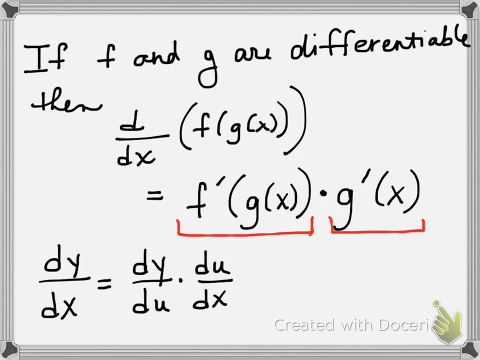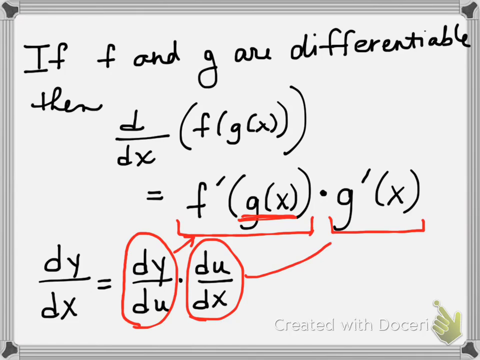Now, how do these two relate? They actually say the same thing. dy du is the derivative of the entire function with respect to u. That's our derivative of the outside function with respect to u, which is our g of x. And then du dx is the derivative of the inside function. It's like g prime of x.